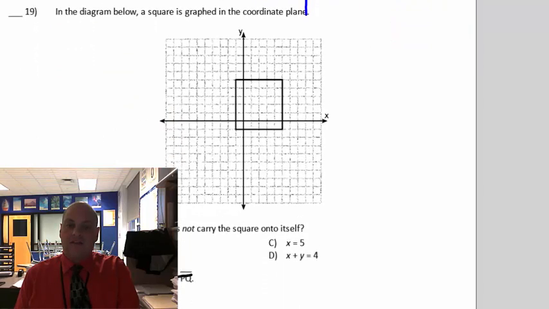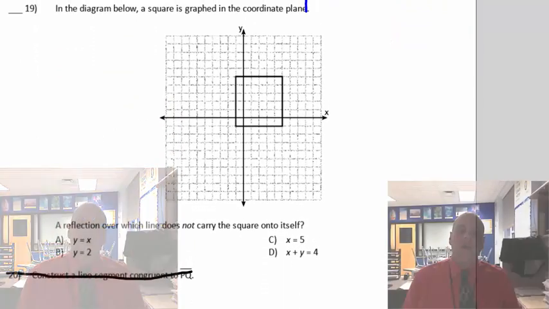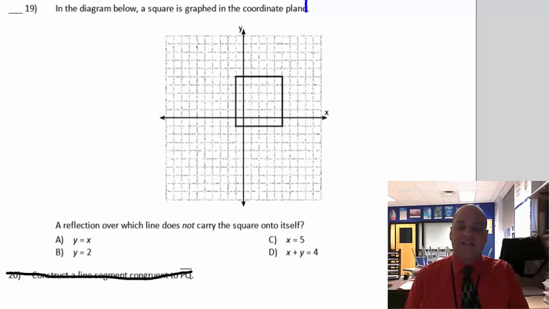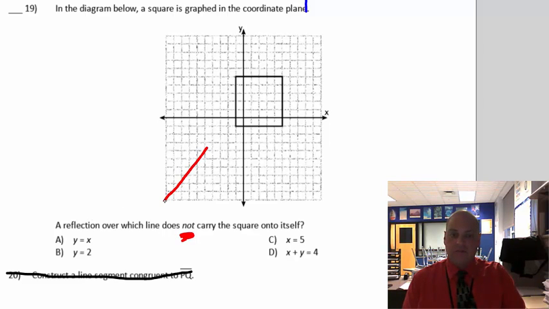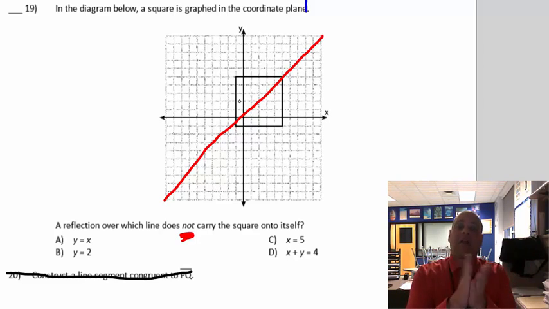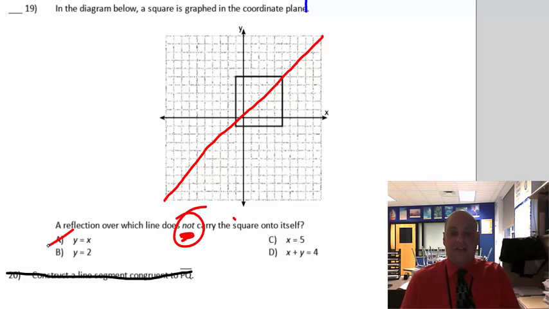All right, number 19. Number 19. A reflection over which line does not carry the square onto itself. Okay, so if we reflect over y equals x, there's the y equals x line. Fold your paper on that line. Does the square go onto itself? Yes, it does. We're trying to find the one that does not carry onto itself. So that's not the answer.